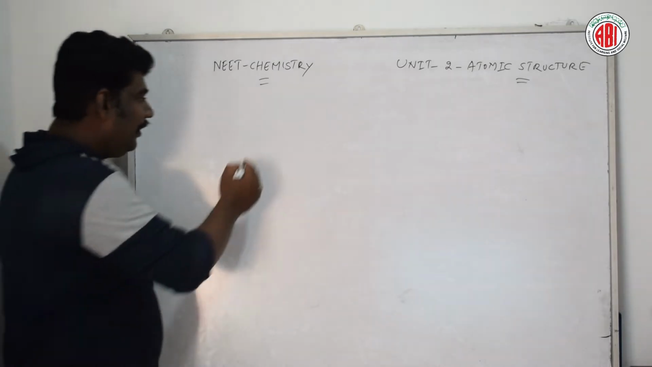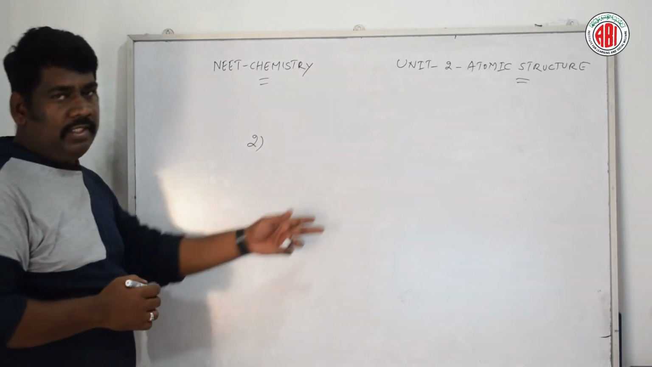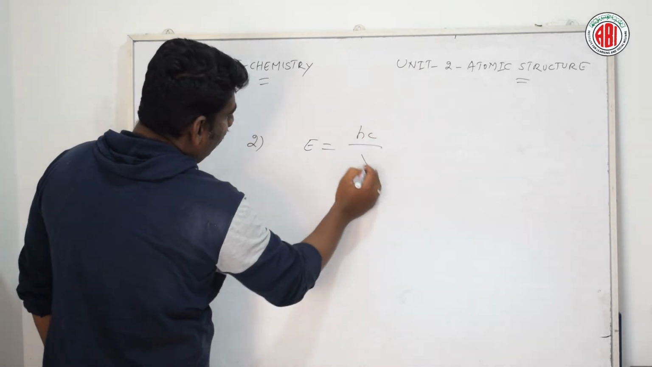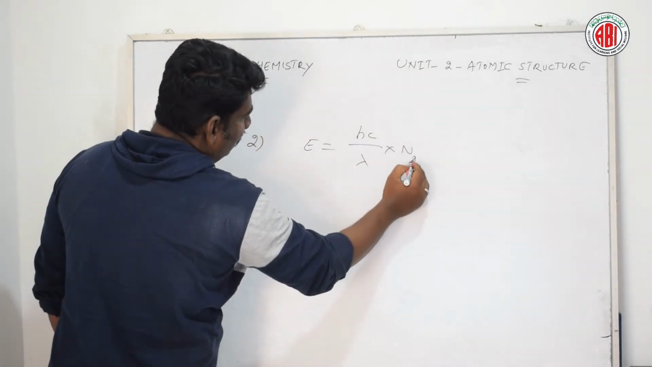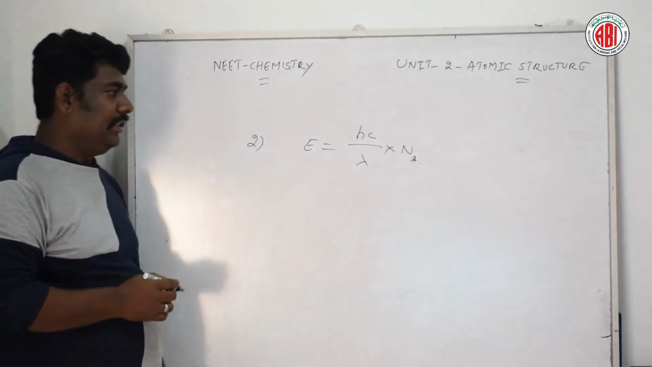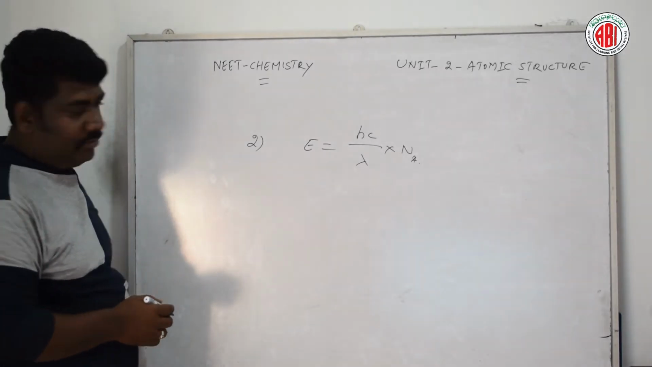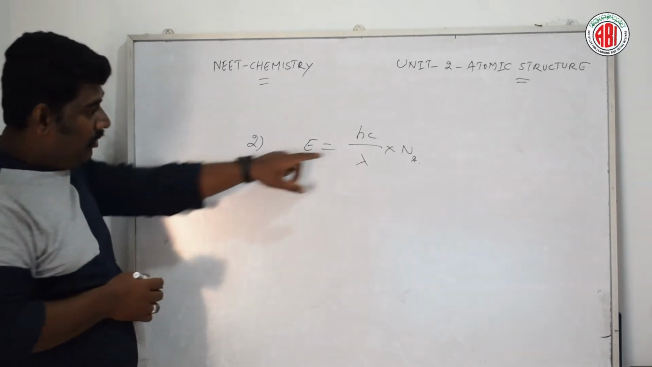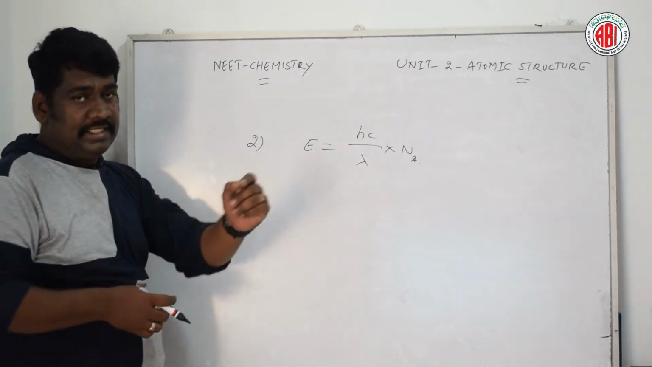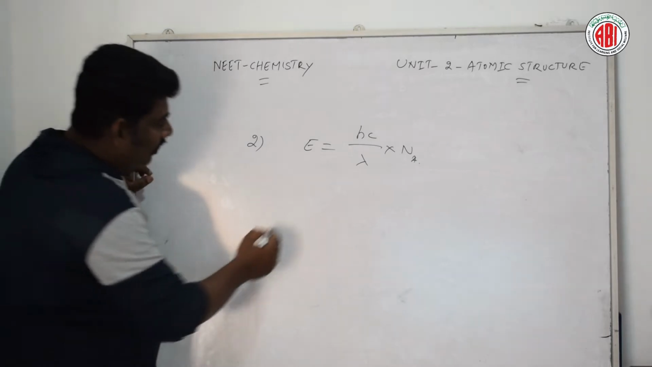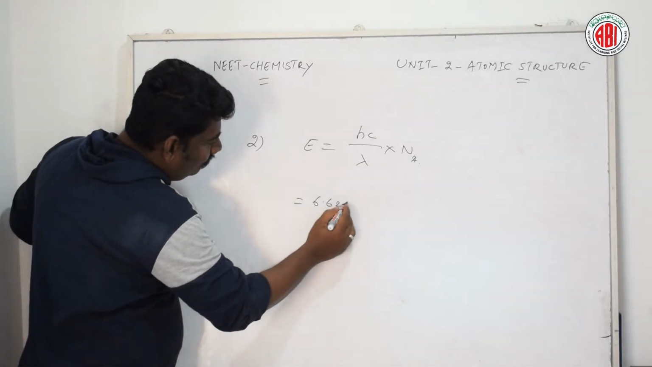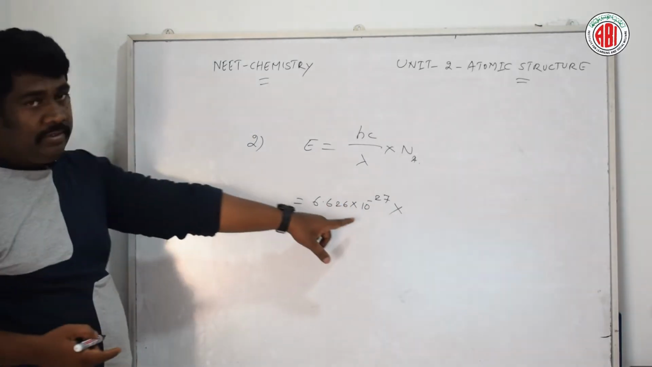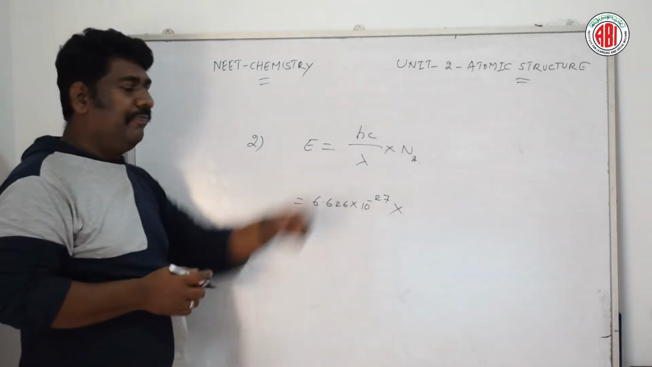We are going to follow the formula energy E is equal to hc by lambda into Na, where Na is the number of moles. Applying all the values given in the question, here we have to consider Planck's constant in ergs, not in joule. That means 6.626 into 10 to the power of minus 27, converted into ergs, into C.